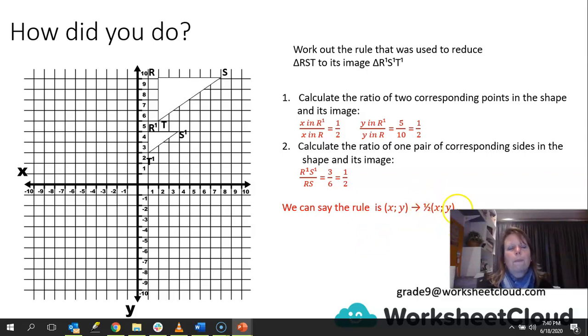Our image is half of the original. So what it's telling us here is that where X in the original is X, in the image it's half X. In the original, where Y is Y, in the image it is half of the original. Does that make sense, guys?